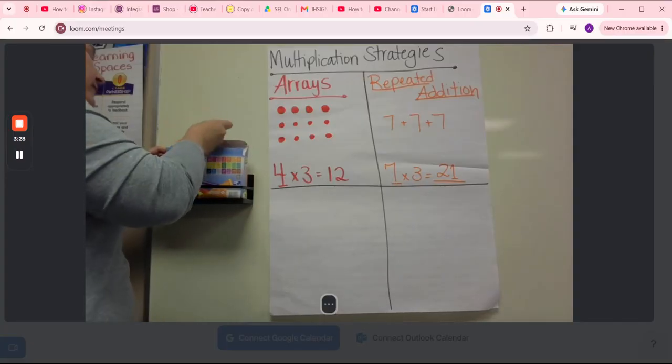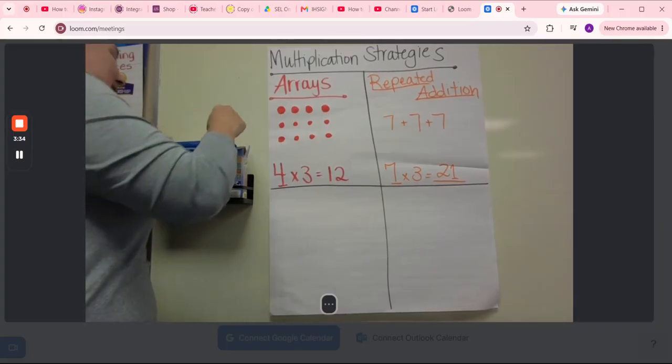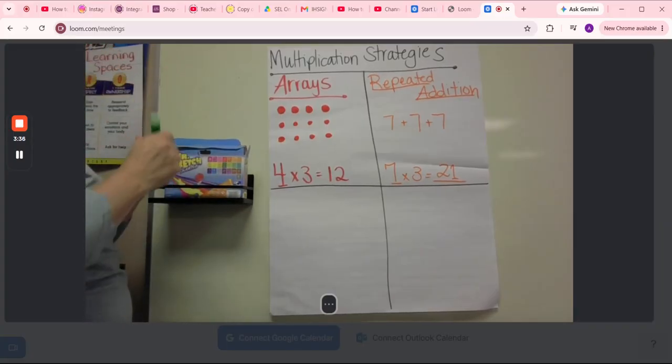So usually on the first day I just start with these 2 strategies, especially because in my classroom we make them in our math notebooks.